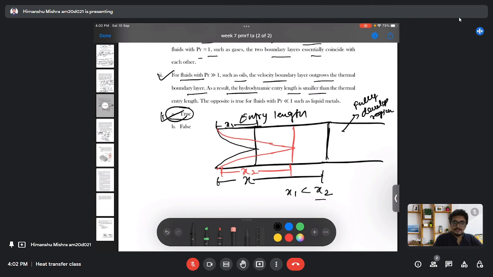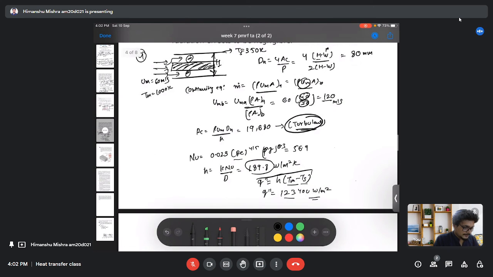So let's conclude this class. In today's class, we solved problems on finding the mean velocity and the temperature profile, and then we went on to solving heat transfer problems related to internal flows. We first solved the fully developed flow, where we identified whether the flow is in the laminar or the turbulent regime, then chose the Nusselt number correlation accordingly, and then found the heat transfer rate.